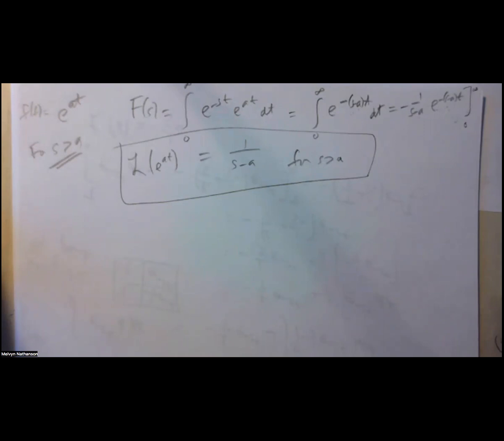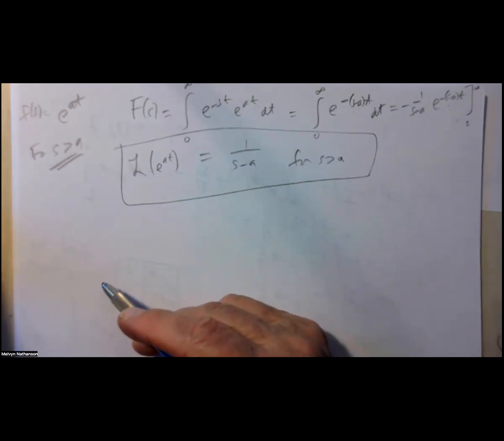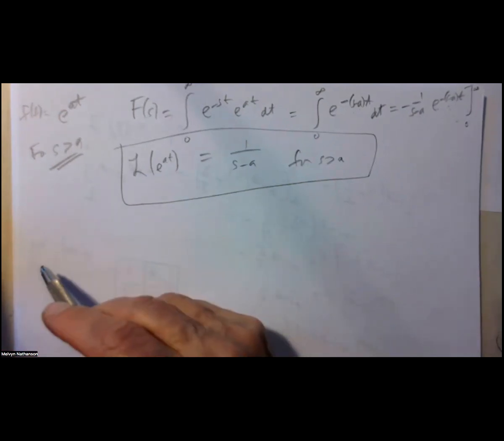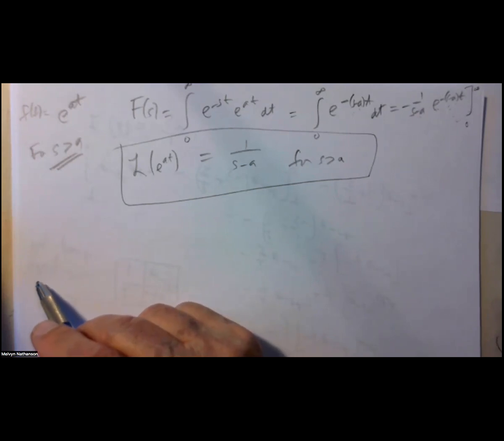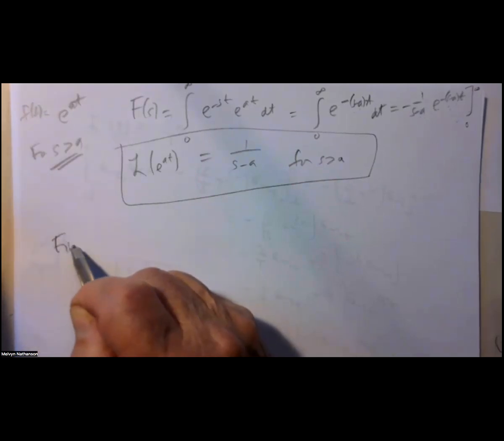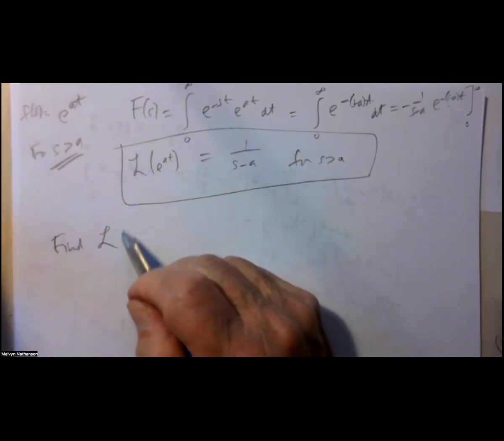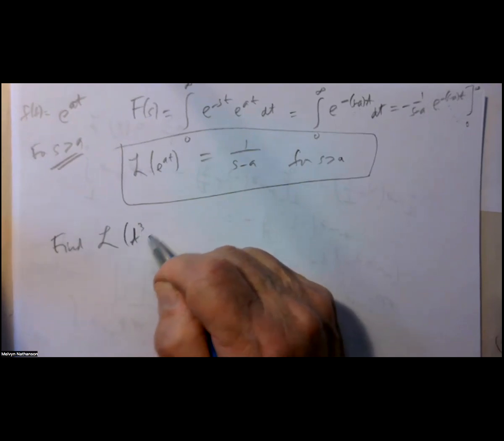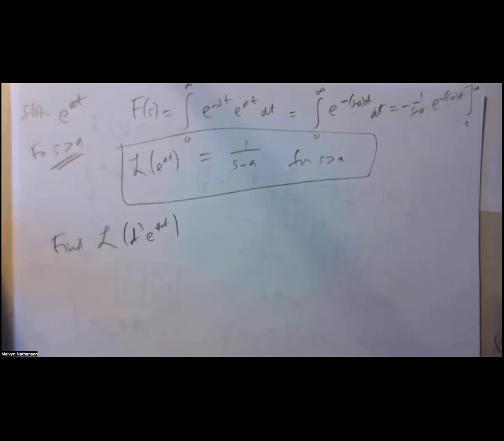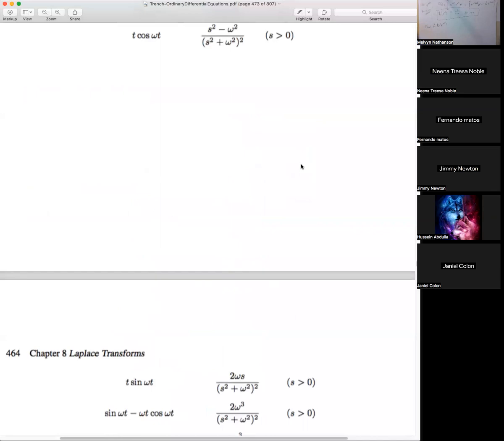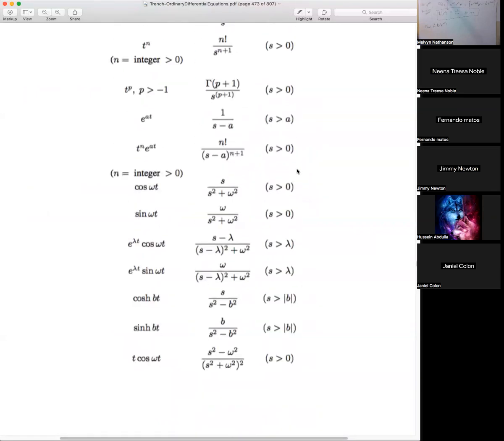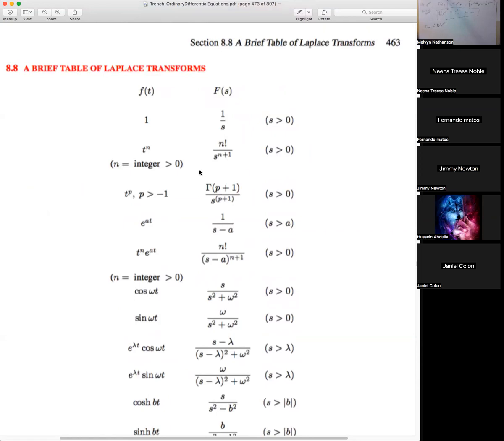Any questions about this? Okay. Well, here's another example. And in this case, I could do it by hand, but I'm going to use the table instead. Suppose I want to find the Laplace transform of t cubed e to the 4t. So let me look at my table. Here it is. I have the function t cubed e to the 4t.